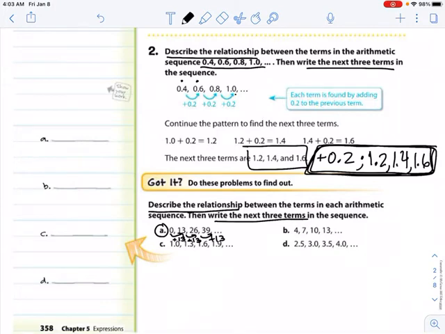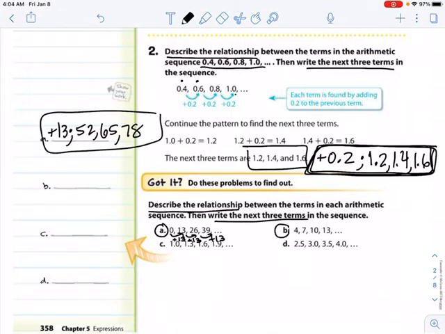So our relationship is plus 13, and then we need to continue the pattern, or continue the sequence, by finding the next three terms. So we're going to just add 13 to 39. So that would give us 52. Then from there, we're adding 13. So that would be 65. And then our third term would be 78.